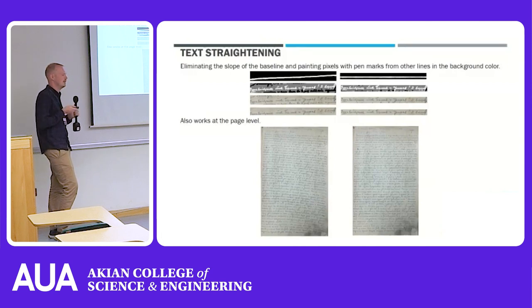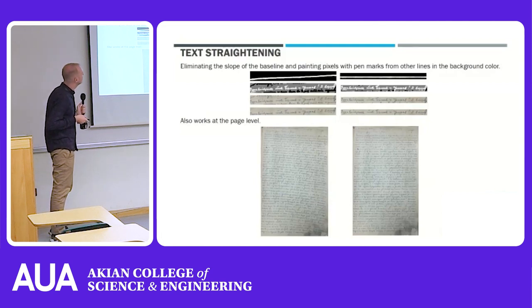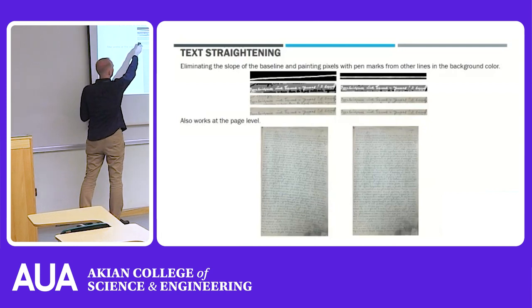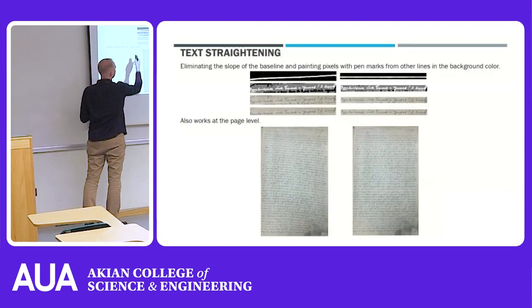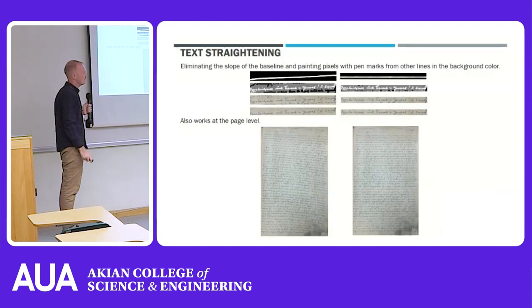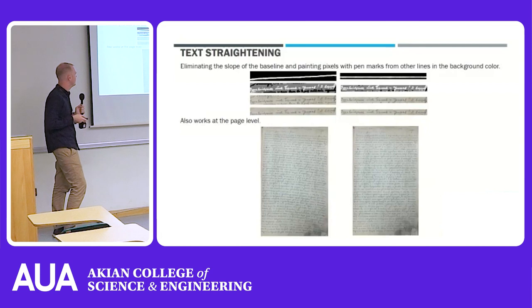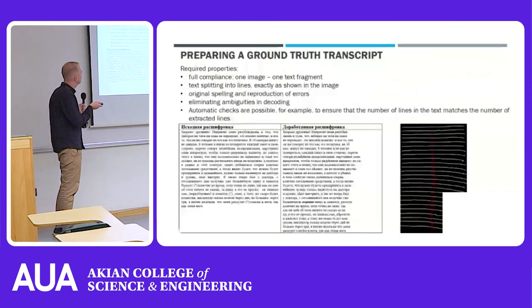It is achieved by analyzing the mask, by filling pixels related to this mask with the nearest pixels in the background. Without this denoising, the result is much worse. That is the denoised option in the bottom row, and the same procedure can be applied to the page as a whole. So this transformation is not line by line, but for the page itself.